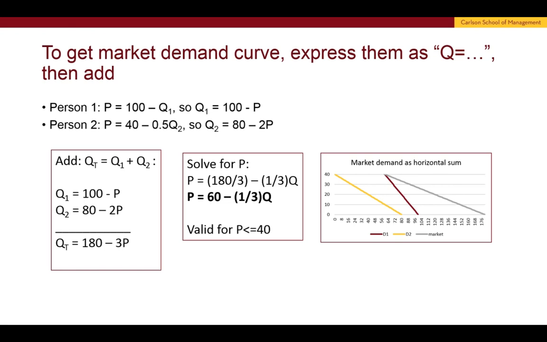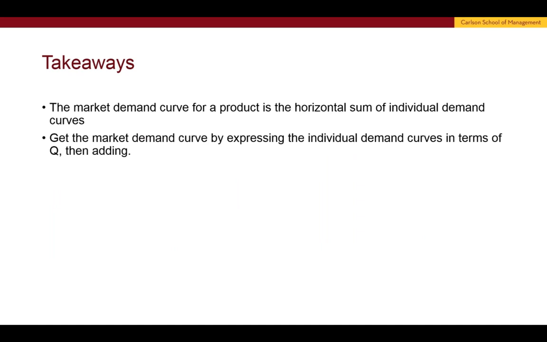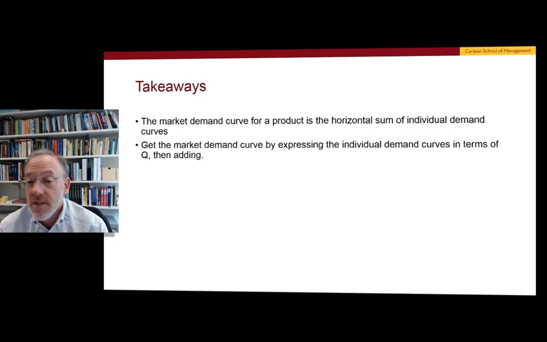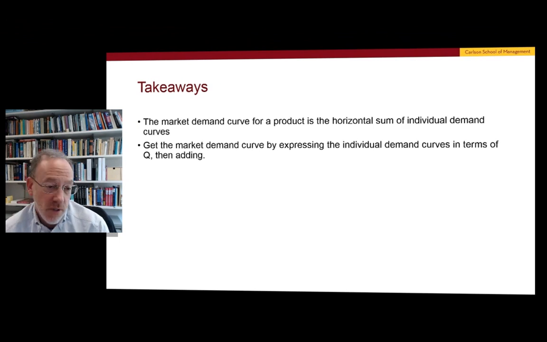Now, in real life, so to speak, we have hundreds and hundreds of people whose demand curves we'd be summing up. But in our little examples, we're illustrating it as though there were just 2 people in the economy. So the takeaways. First idea is that the market demand curve for a product is the horizontal sum of individual demand curves for that product. When we're actually trying to work problems of this sort, the way we get the market demand curve is by expressing the individual demand curves in terms of quantity and then adding those quantities up. That's how we do horizontal summation.